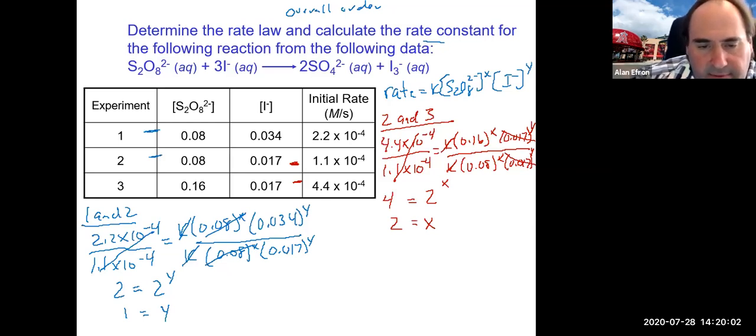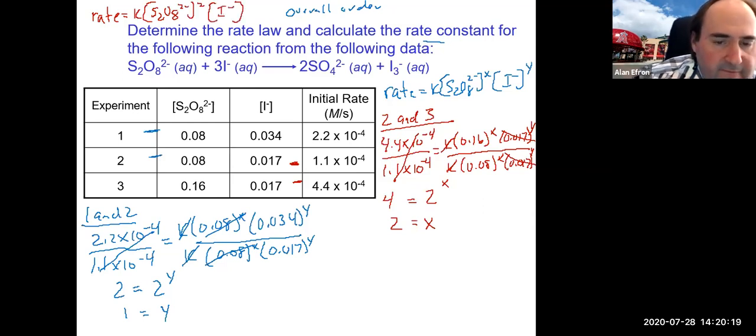That would give us a completed rate law of the rate is equal to K times our S2O8 2 minus squared times our I minus, which was first order. This overall order is 2 plus 1, which technically would be a third order reaction in this made up reaction. Any questions so far on how to solve it mathematically?